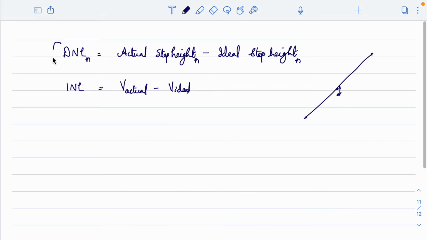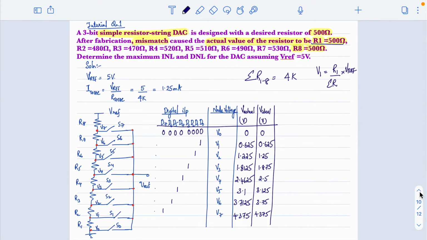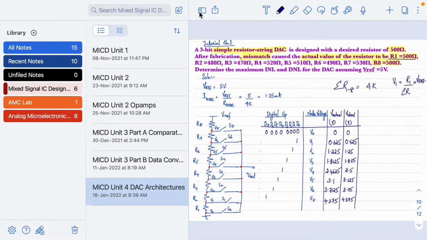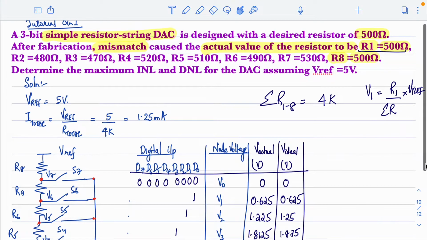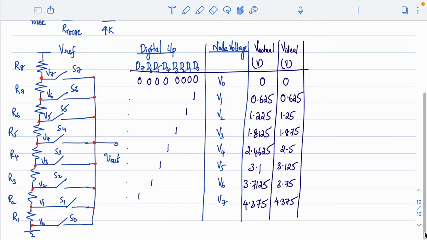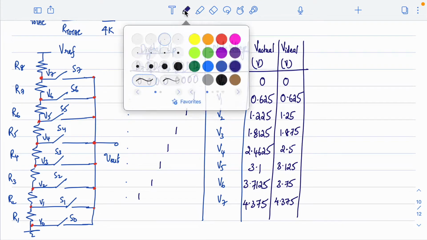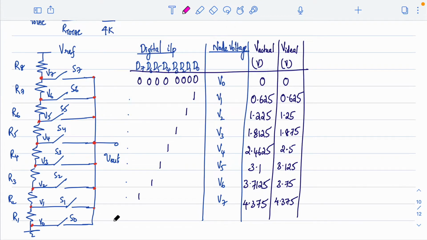So based on that, we will do the calculations here as well. INL can be directly calculated in this case because the ideal voltage and actual voltage are available in table form, right? To calculate INL, we can directly write INL as V actual minus V ideal, and we can tabulate the INL.